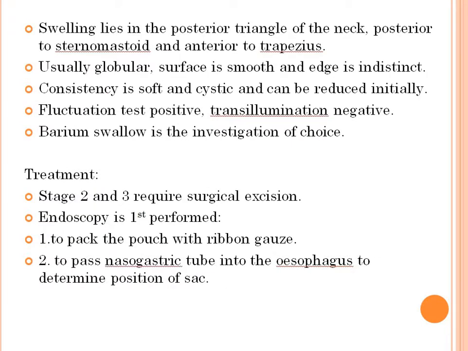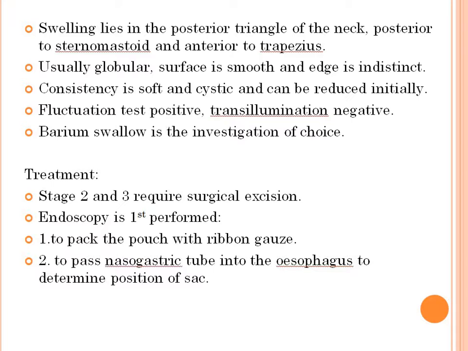Swelling lies in the posterior triangle of the neck, posterior to the sternocleidomastoid and anterior to the trapezius. Usually globular. Surface is smooth and edges are indistinct. Consistency is soft and cystic, can be reduced initially. Fluctuation test is positive, transillumination is negative. Barium swallow is the investigation of choice. Treatment: stage 2 and 3 require surgical excision.